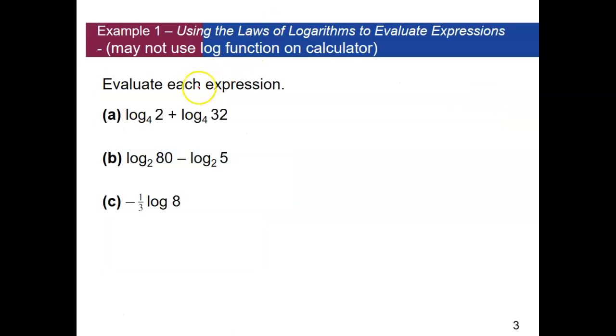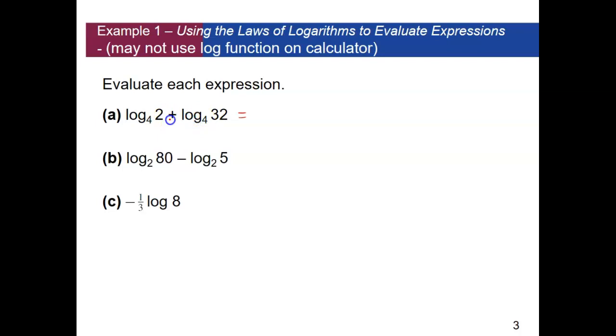Okay, the first one we're going to do is simply evaluate each expression. And I know you could go in and type these in your calculator. That's not what I want you to do. I want you to use the laws of logarithms to simplify it as far as possible before then using your calculator if necessary. So on this one, we really can't do a whole lot with this as it is.